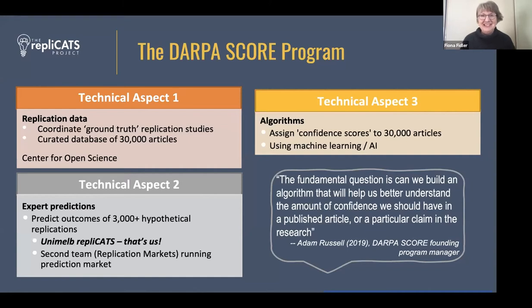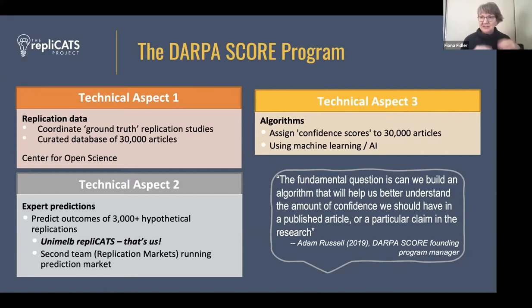There are new acronyms on every slide here. I'm sorry about that. So DARPA is, of course, the research agency of the US Department of Defense, and SCORE stands for Systemizing Confidence in Open Research Evidence. So this is a very large program that has three, what they call technical aspects. And the first technical aspect is actually coordinating the ground truth or the replication studies. This is run by the Center for Open Science.